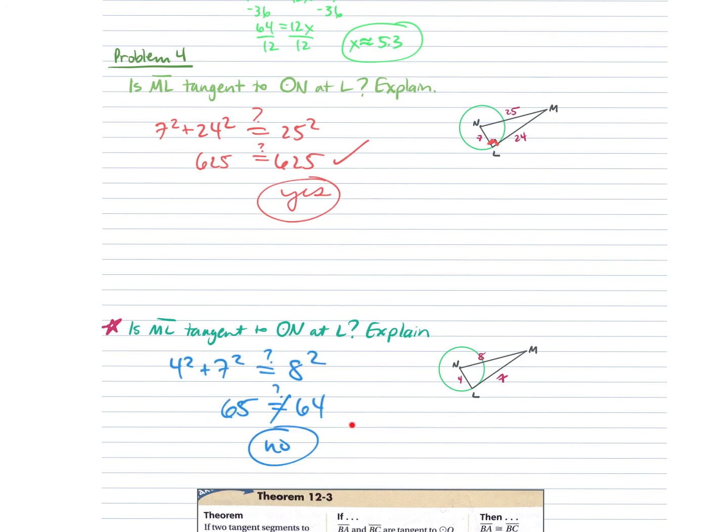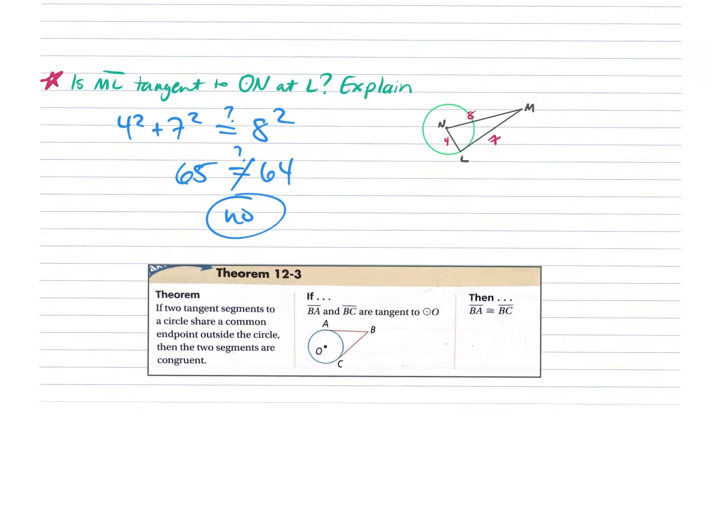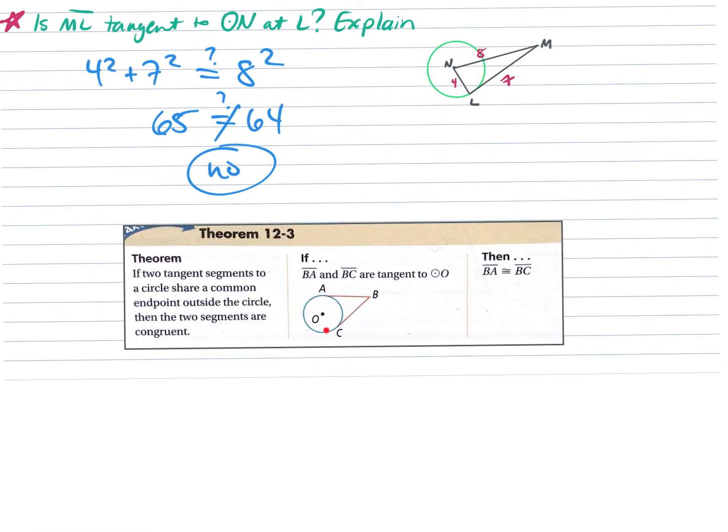Okay, and you can see here, when you check these two, they get to 65. This squared is 64. So it's not quite 90 degrees, which means this is not tangent. Okay, moving on, a new theorem. If 2 tangent segments on a circle share a common endpoint outside the circle, then the 2 segments are congruent. So here is a common point outside the circle. These are 2 tangents. That means these distances are the same. So you can say that these 2 are congruent.